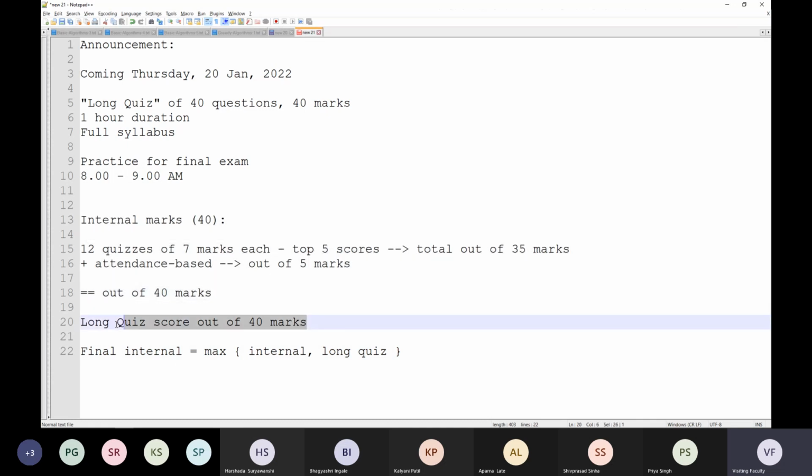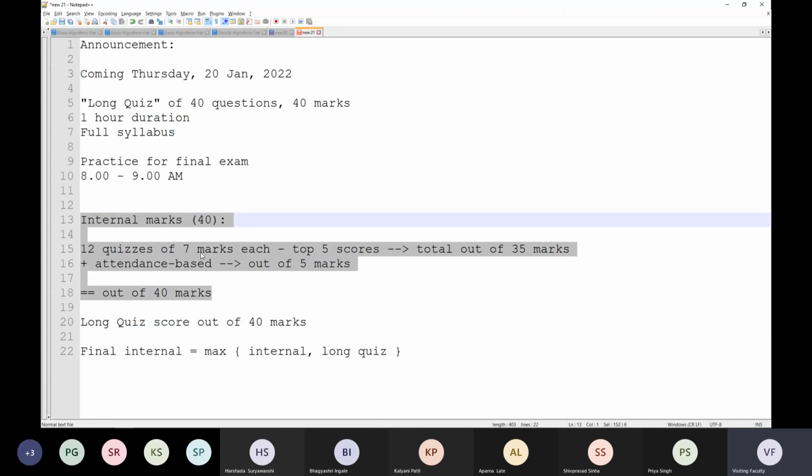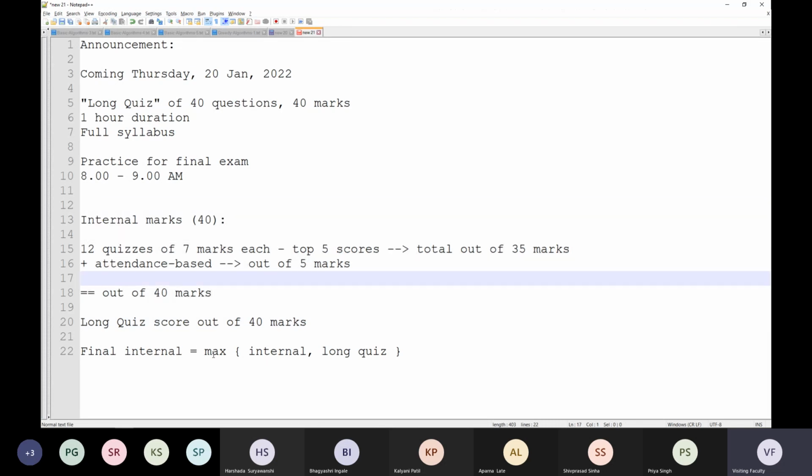Study well, study well and give the long quiz on Thursday. If you score more in the long quiz than what you got before out of this 40, I'll give you that as your internal marks. Is that fine, everybody? Yes, sir. So that was the announcement. Thursday, 8 to 9, we have long quiz, 1 hour, 40 questions, 40 marks.